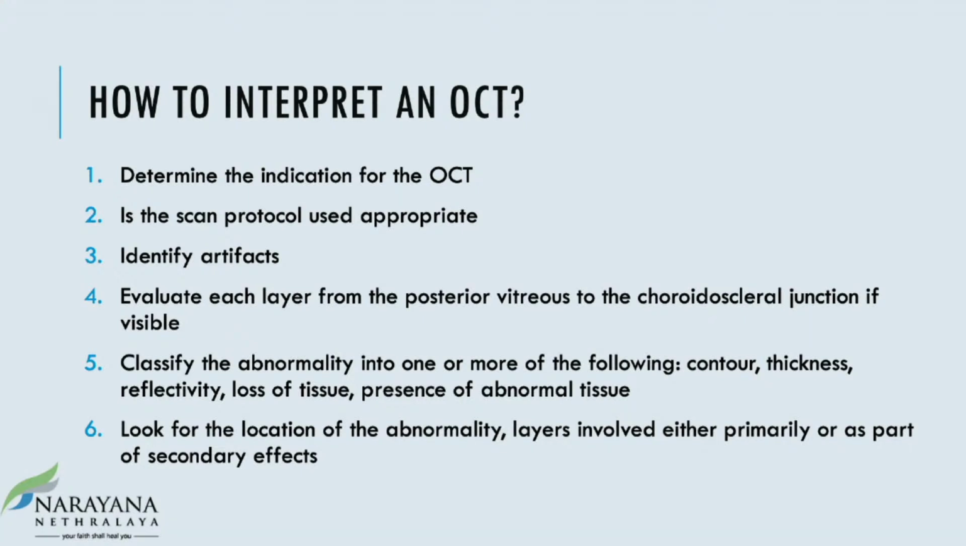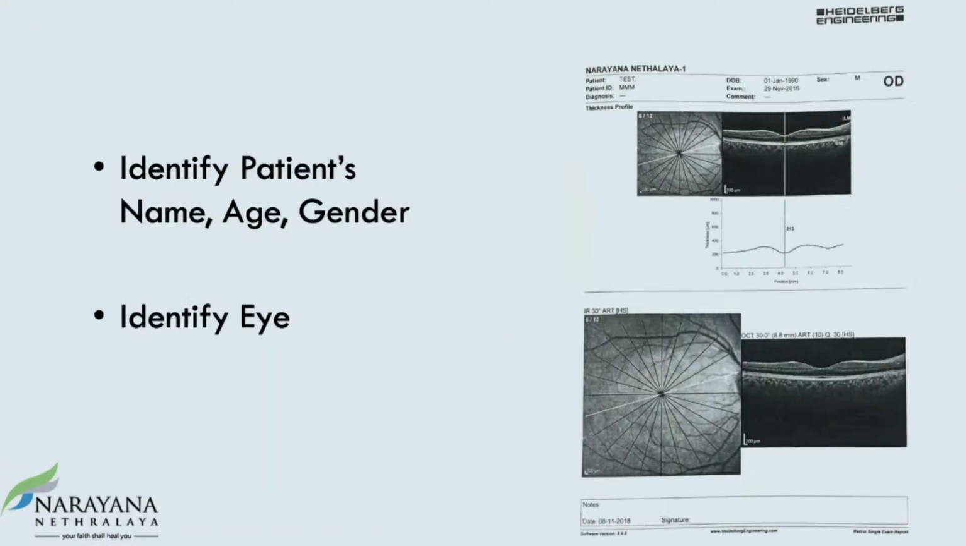If you see that vital layers of the retina are affected, that means the prognosis is rather poor. You'll also be able to plan surgery based on the location of the abnormality. What are the layers involved is also again very, very important.